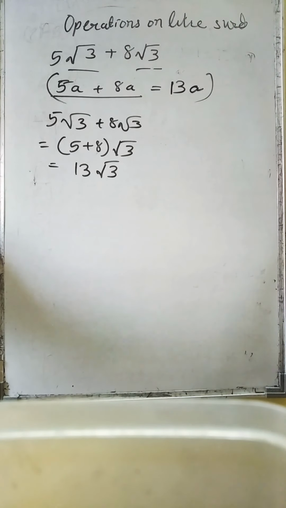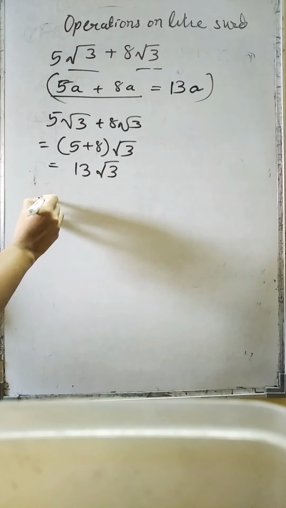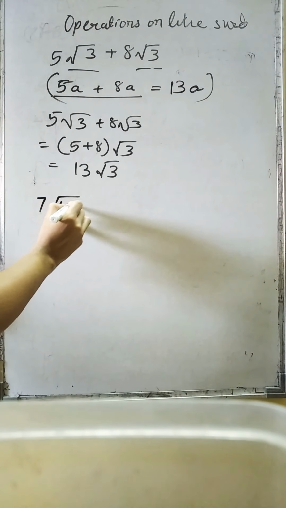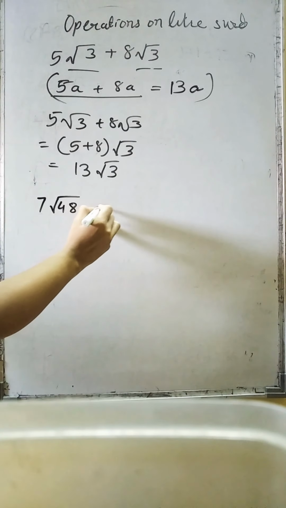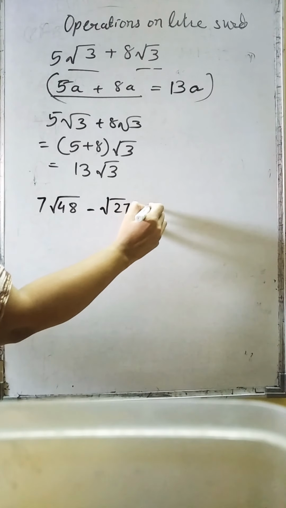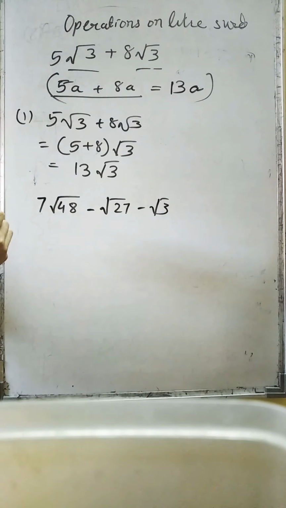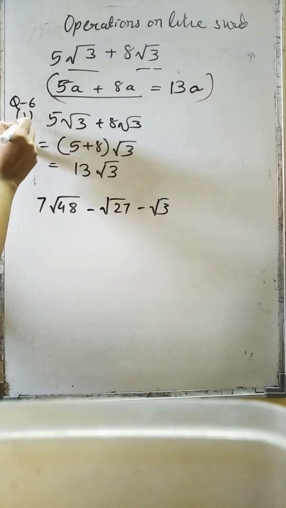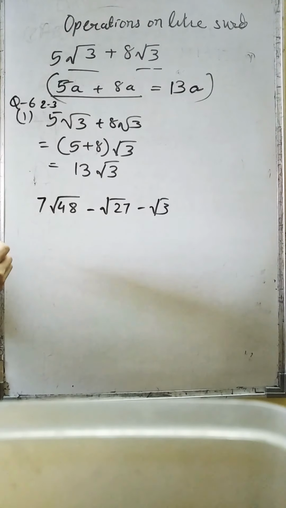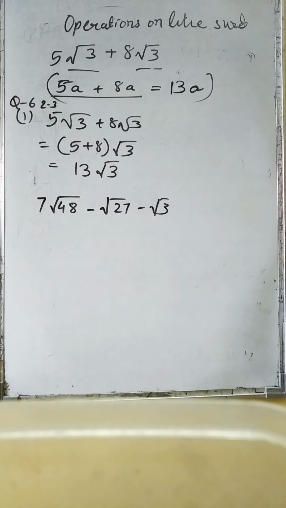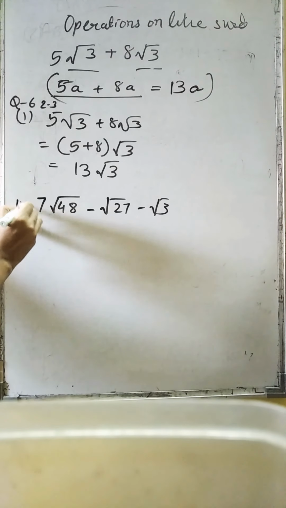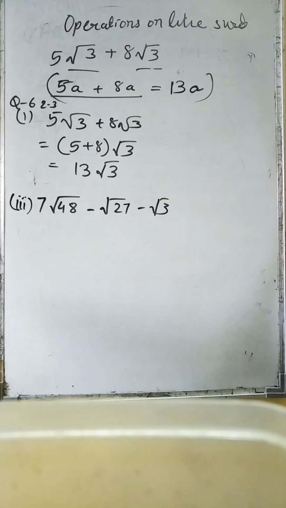Suppose I have an example like 7 times root 48 minus root 27 minus root 3. Children, please take down these sums. I'll tell you what it is. It's your question number 6 of exercise 2.3, the first one. Orders may change of all the sums, whatever I do, but definitely we will complete all the sums from the given exercise. So let us see the other sum.